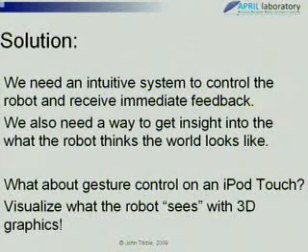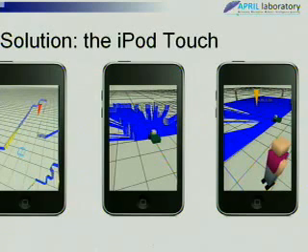We need an intuitive system to control the robot and receive immediate feedback. We need a way to get insight into what the robot thinks the world looks like. What if we use gesture control on an iPod Touch? What if we could visualize what the robot sees with 3D graphics? Well, let's use an iPod Touch. I'm going to talk about the last 2 of these screenshots later. These are screen captures from our program running on an iPod Touch.